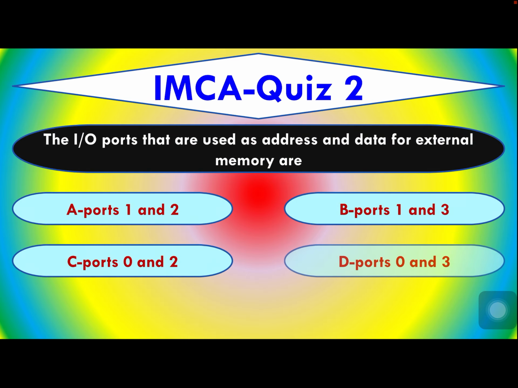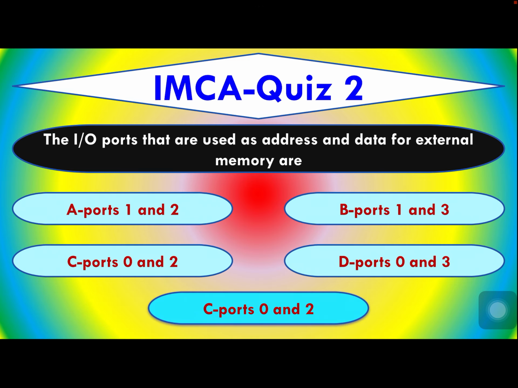The 8051 ports that are used as address and data for external memory are A. Ports 1 and 2, B. Ports 1 and 3, C. Ports 0 and 2, D. Ports 0 and 3. The correct option is C. Ports 0 and 2.